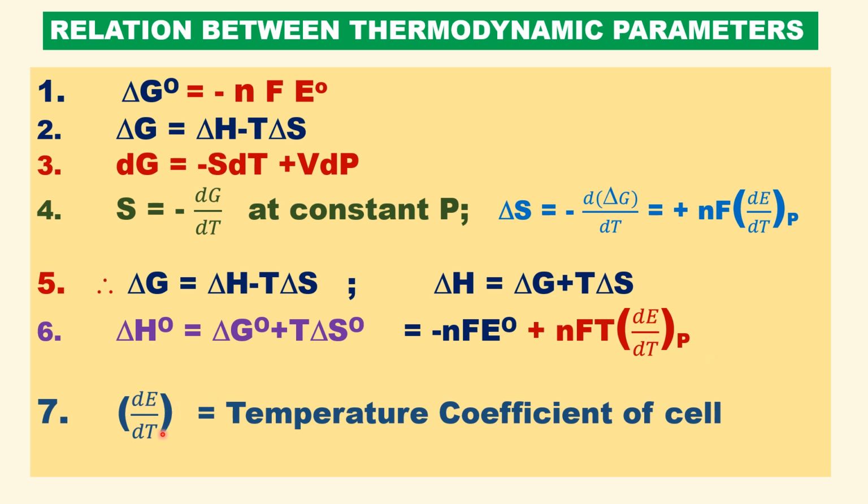This dou E by dou T is called the temperature coefficient of the cell. This is nothing but how much the EMF changes per degree rise in temperature. For example, if you change the temperature from 25 to 26, how much the EMF changes. The rate of change of EMF with respect to temperature is called the temperature coefficient of the cell.